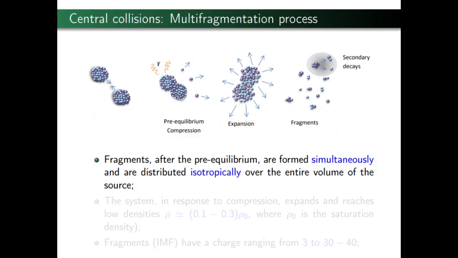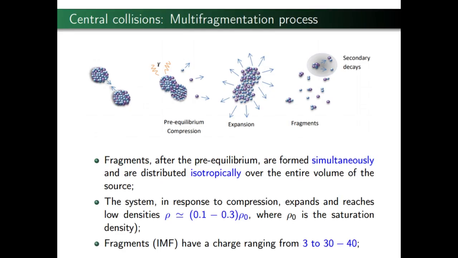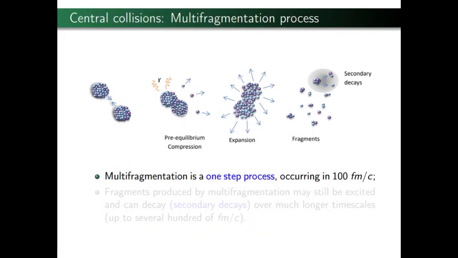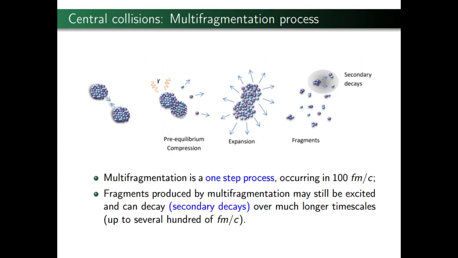Multifragmentation occurs in central collisions with small impact parameters. It is a simultaneous process during which the nuclear system reaches very low density, about 1/3 of the saturation density, and produces fragments with charge ranging from 3 up to 40. This is a one-step process, at the end of which the fragments undergo secondary decay of further de-excitation phase.